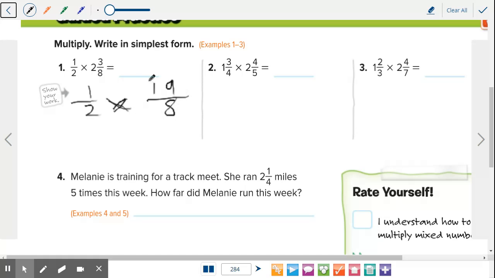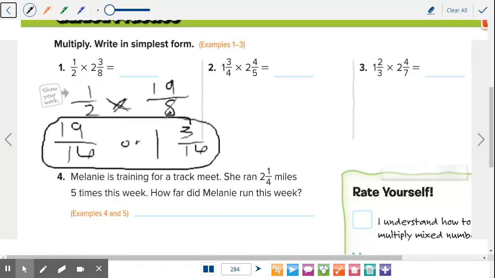Okay? So now we can just multiply this across. So it's 1 times 19, which is 19, and then 2 times 8, 16. Okay, can we simplify this? Is there anything we can divide out of both of these that we can simplify by? No, there's not. 19 is a prime number. You can't do anything. But we can change this back into a mixed number anyways. So how many times is 16 going into 19? Just once. Okay, if I take 16 away from 19, how many do we have left? 3. And then we just keep our denominator, so 16. So here's your 2 answers right here.